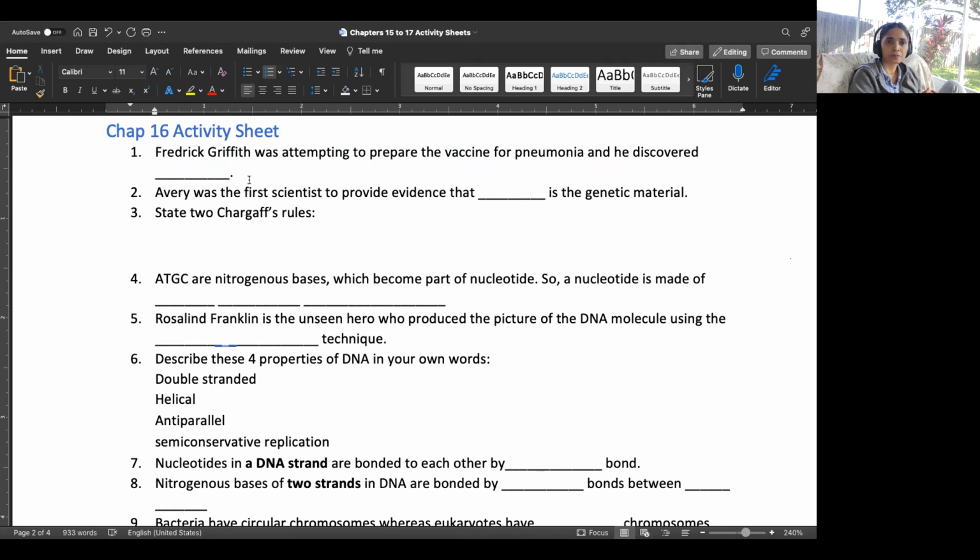Continue. Good. And 2, Avery was the first scientist to provide evidence that DNA is the genetic material. Okay, so there are many organic molecules, right? There is B vitamin in us, there are oils in us, omegas in us, neurotransmitters. Forget about that. Let's go a little bit higher, chapter 5. There are 4 kinds of organic molecules in our body.